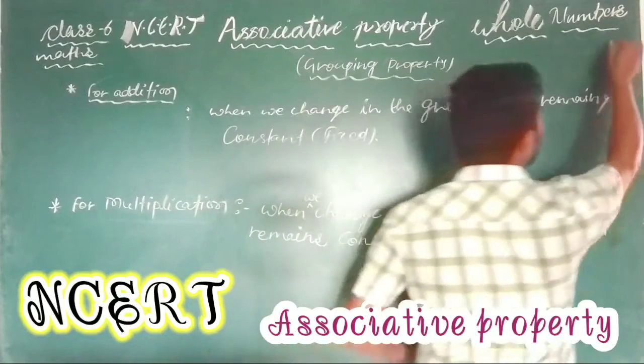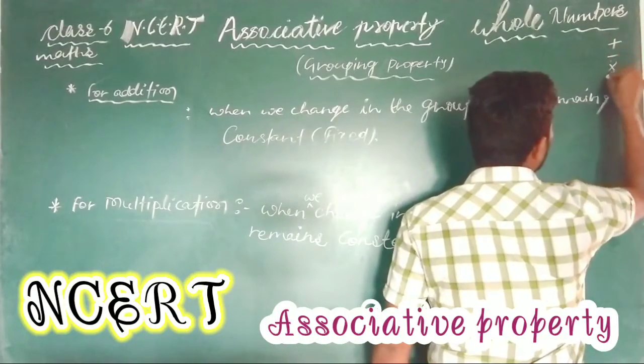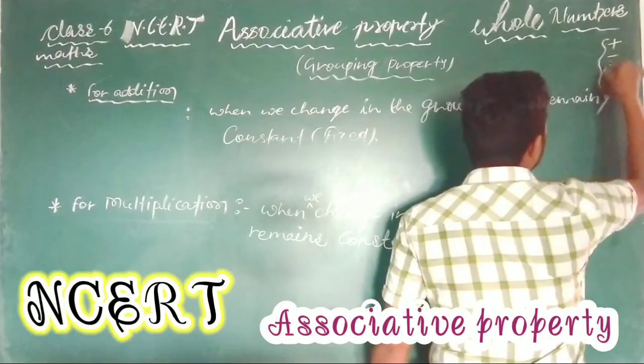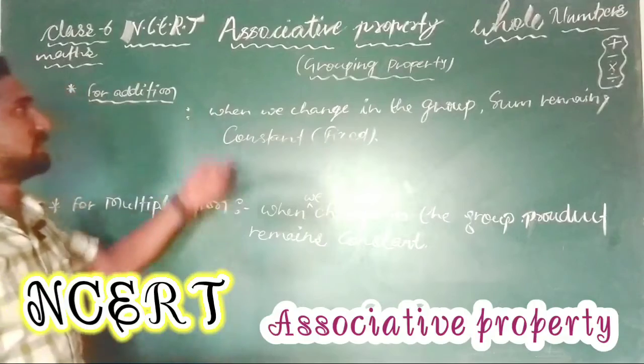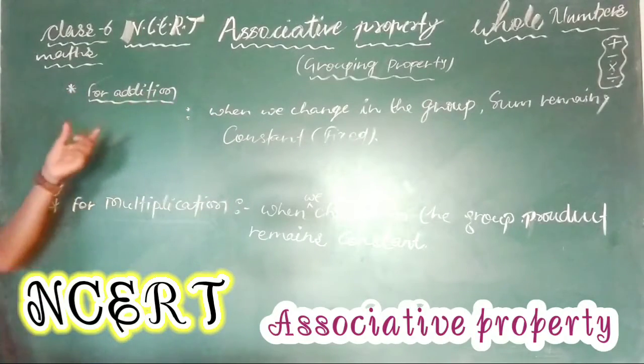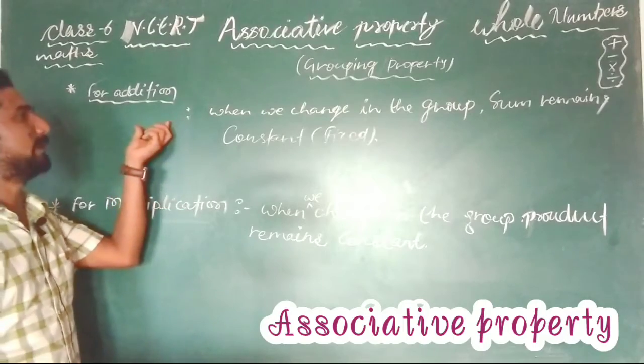So let me write the 4 operations we are going to check: plus, minus, multiply or divide. These are the 4 mathematical operators. One by one, through each operation, I will check this property, and it is for whole numbers, you must know this. So what is the associative property or grouping property?